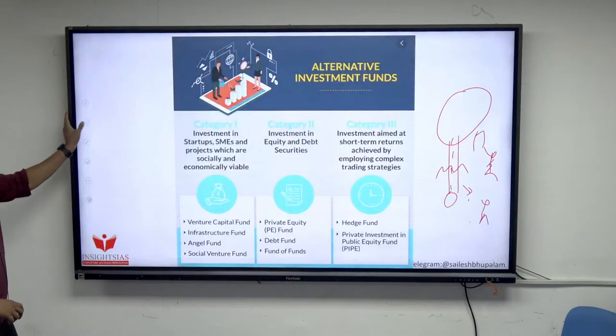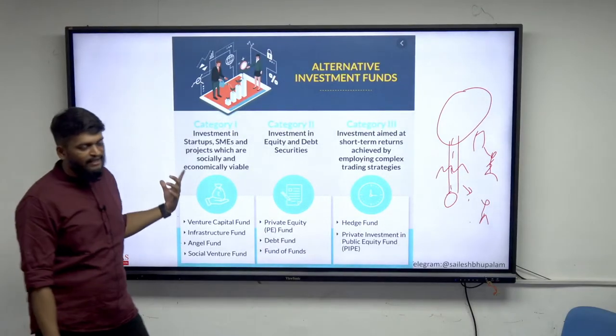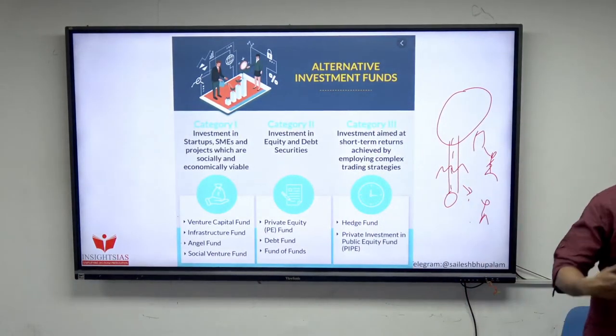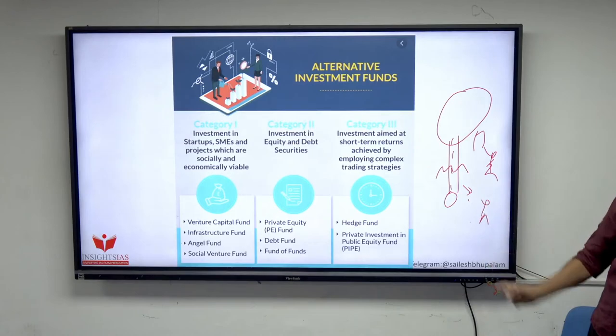So private equity means, you might have seen Shark Tank, where somebody buys a share of the company. They are just buying 10% of the company for maybe 1 crore or something. That means basically they are buying, private means an individual is buying shares of a company in exchange for a certain price. This is what is private equity.